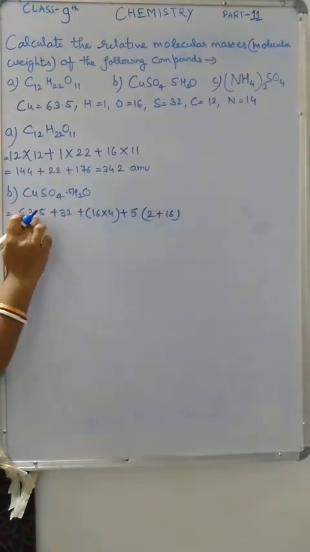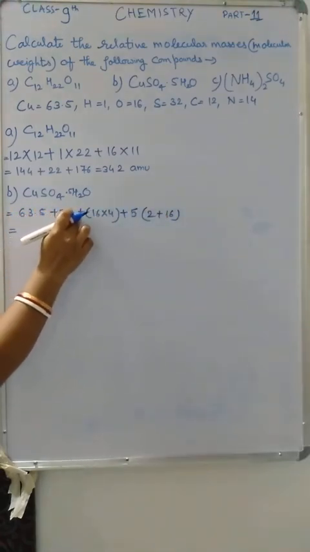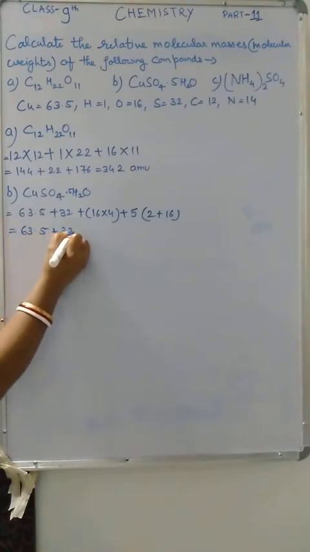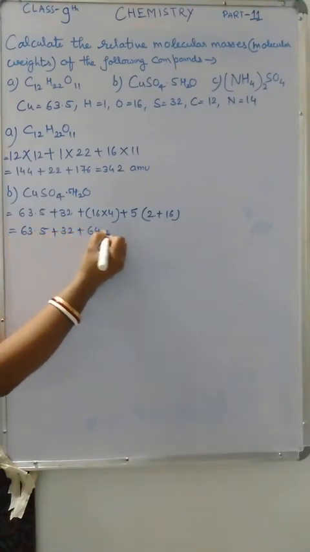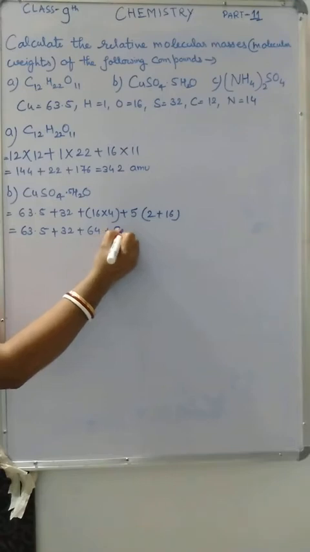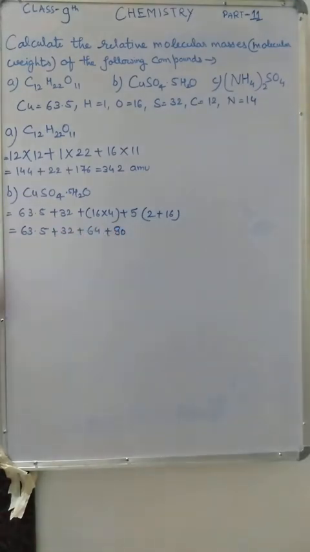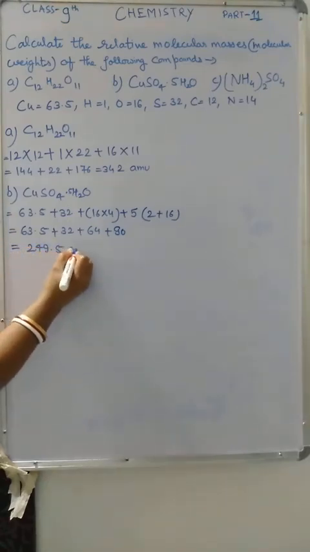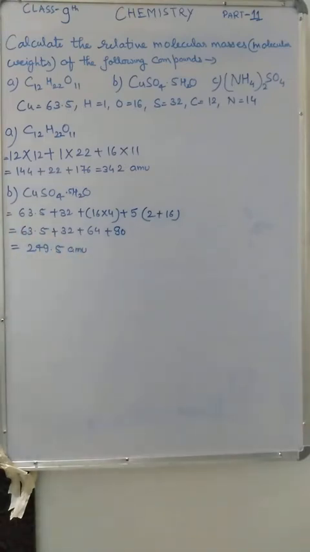So 5 times hydrogen 1 into 2, 2, plus oxygen 16. 63.5 plus 32 plus 64 plus 16 plus 2, 18. 18 into 5, 90. So calculate this, and you will get the answer 249.5 AMU.